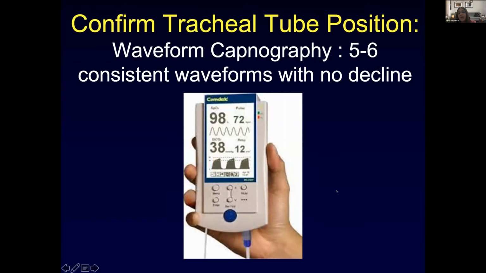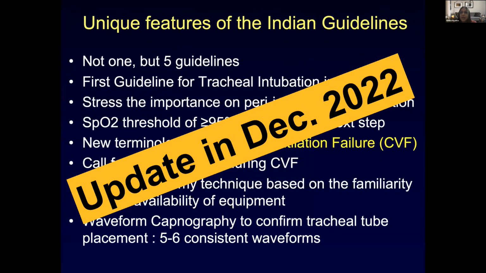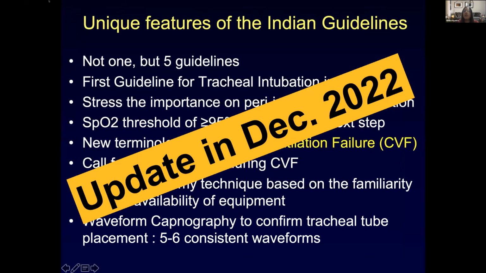And you should have at least 5 to 6 before you say the tube is in the right position. So these are some of the unique features of the guideline I've already talked to you about, and it's a guideline really, honestly, we should be proud of. I'm not only saying it because we have developed it, but this is a guideline which has a lot of unique features that a lot of airway operators have looked at, and we will soon have an update in December 2022.